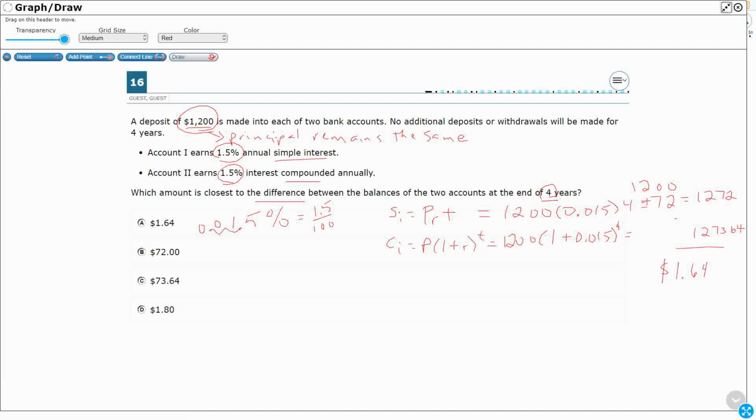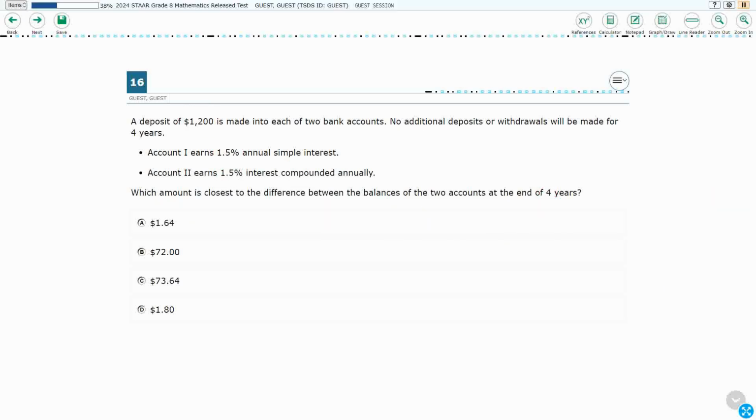So even though after a long amount of time, you're going to get more and more money if you compound your interest rather than use simple interest, it actually takes a while to see the difference. After 4 years, there's a $1.64 difference. So that is going to be my answer. A, $1.64 is the difference.